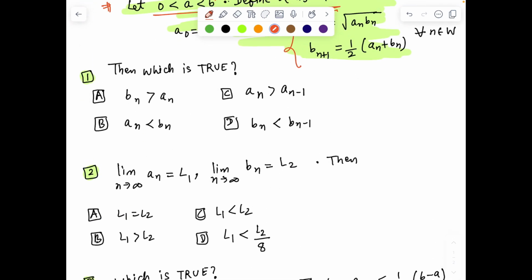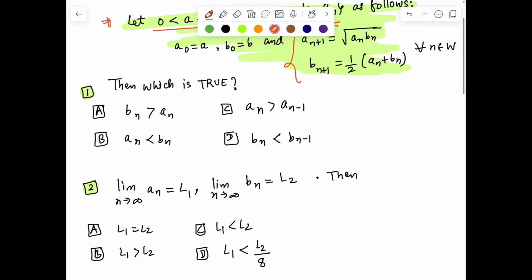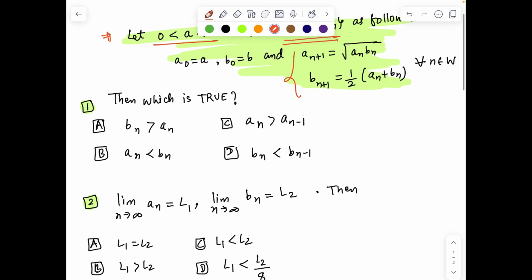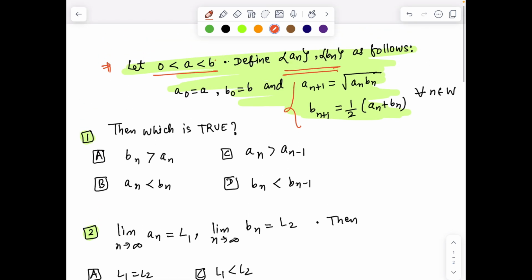First, we have to find the nature of the sequences an and bn, whether increasing or decreasing. Second is about the limit, and third is about the gap relation between the consecutive terms and the initial term b minus a. So before I go further, let's first understand the problem. To get a feel for the problem, let's generate some terms.